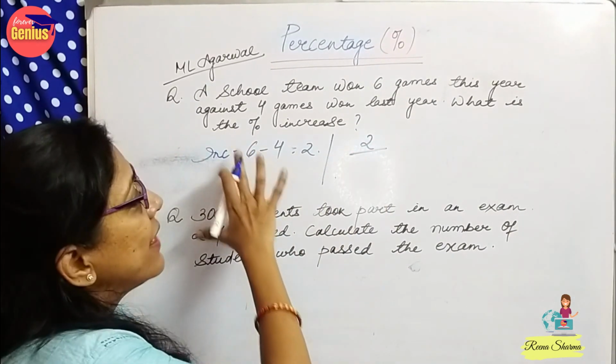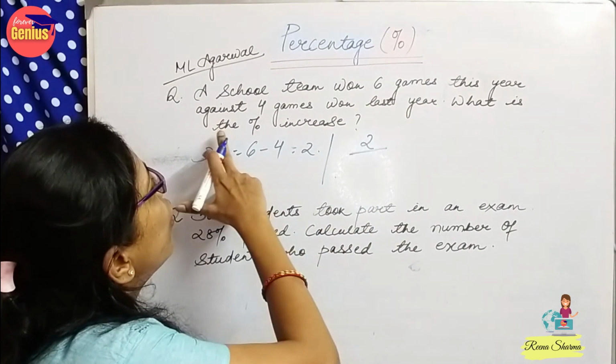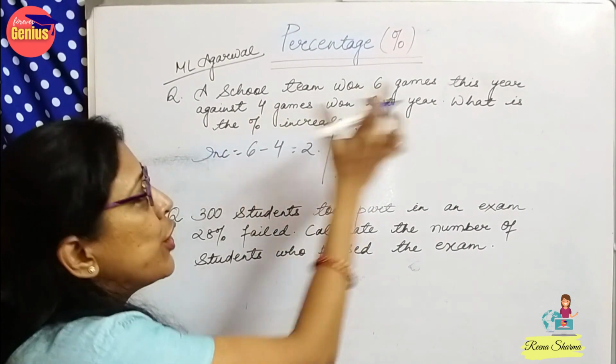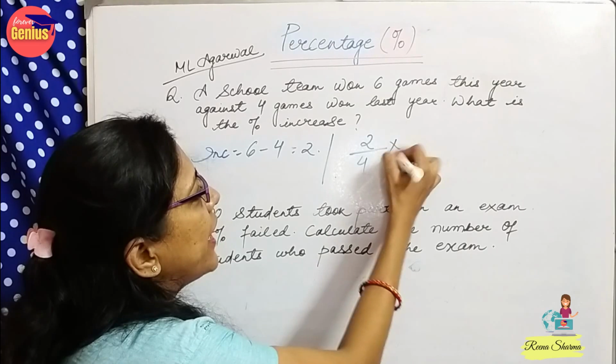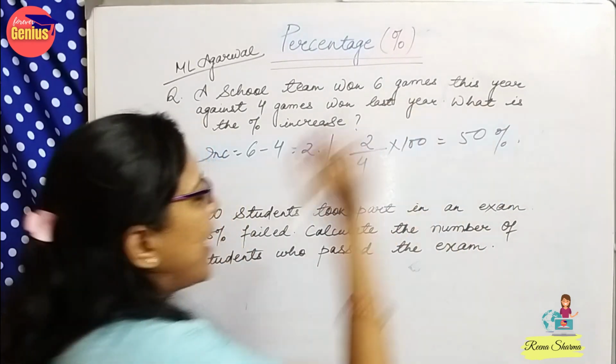So 2, and what was the original achieved by the school? 4 last year. So the original is 4. Don't take it as 6. So it is 2 by the original 4 into 100. This is equal to 50%.